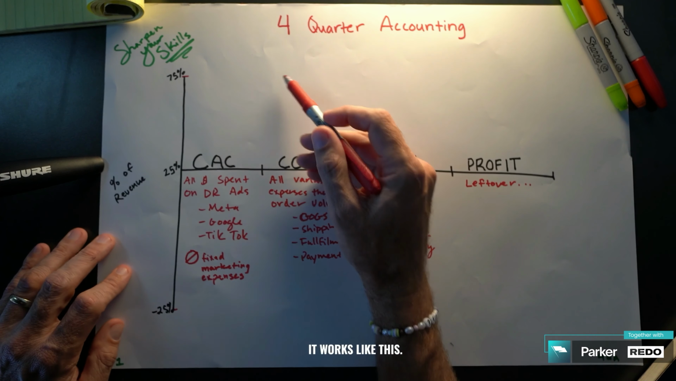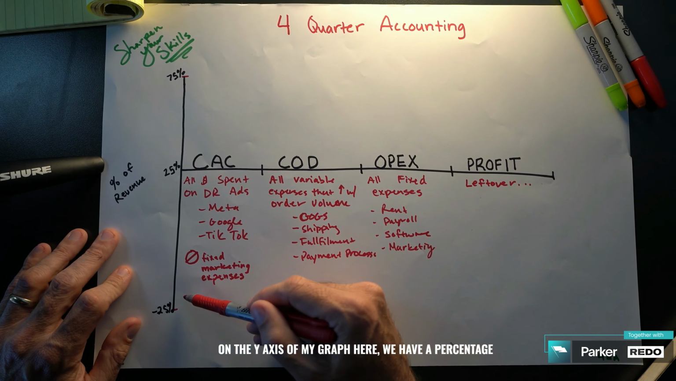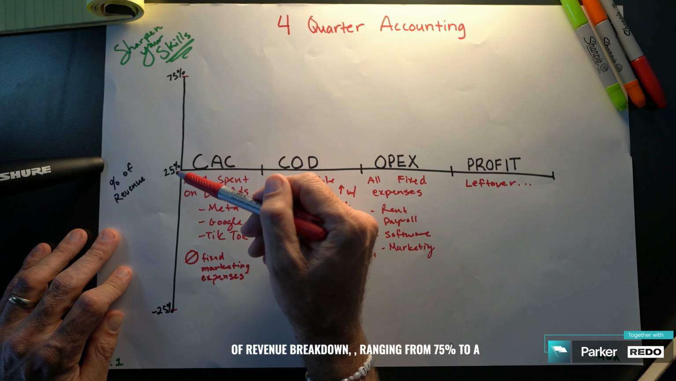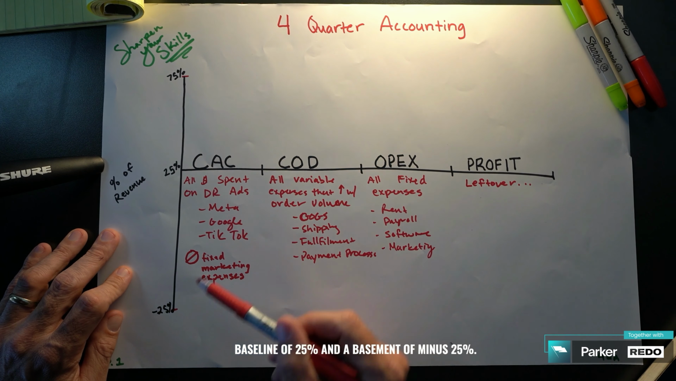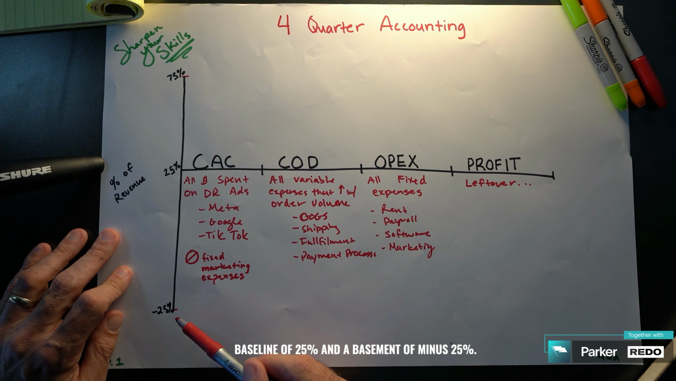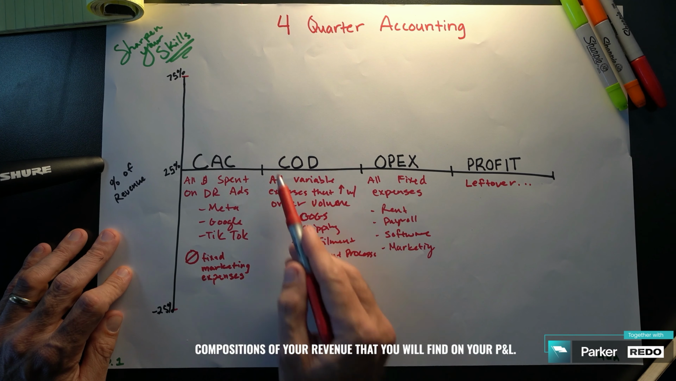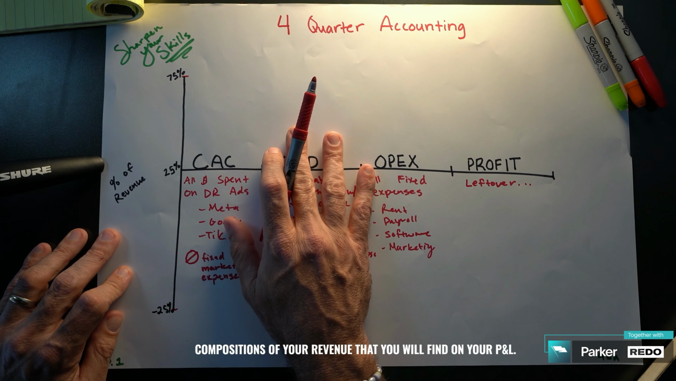It works like this. On the y-axis of my graph here, we have a percentage of revenue breakdown ranging from 75% to a baseline of 25% and a basement of minus 25%. Now, each of these 4 categories represents different compositions of your revenue that you will find on your P&L.